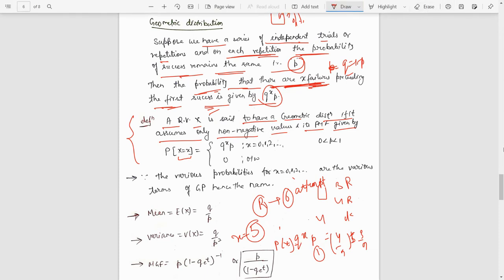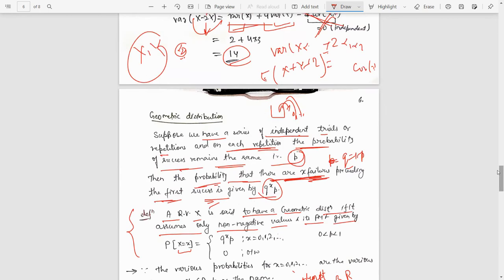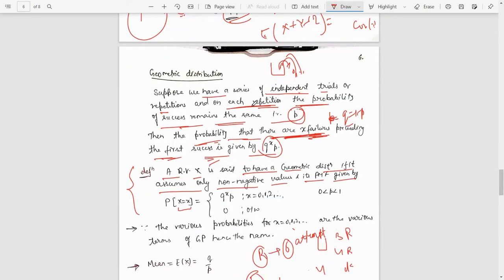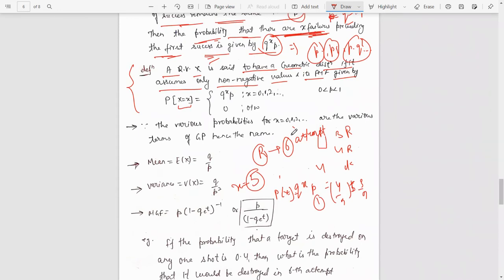We'll see some examples, but you can see that if you put x equal to 0, 1, 2, 3, you will get p, then p into q, then p into q square, and so on. All these terms form a geometric progression series. That's why this is called a geometric random variable, or geometric distribution. The mean here is q by p, and the variance here is q by p square.